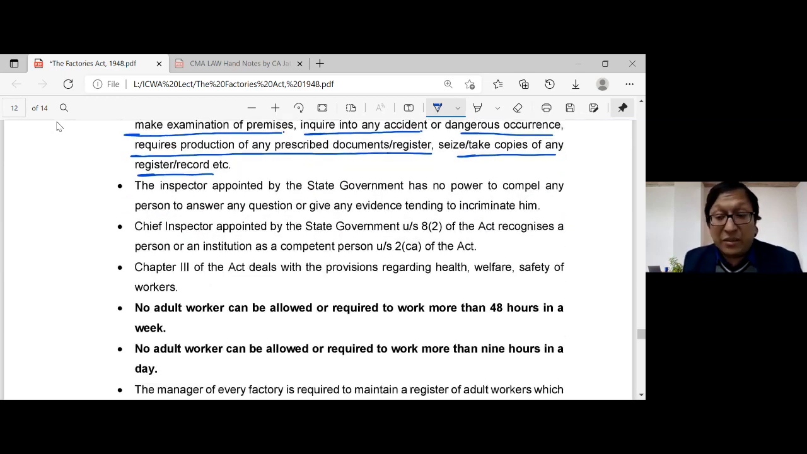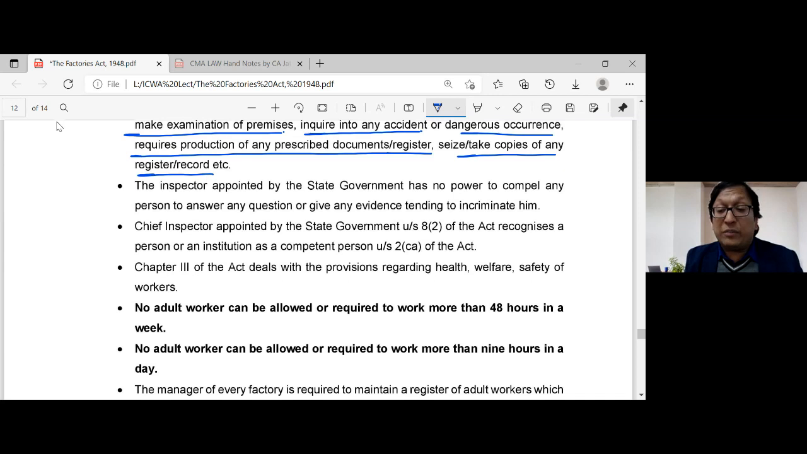Then an inspector appointed by the state government has no power to compel any person to answer any question. Definitely, they can ask, but it is up to the person whether they want to answer or not, or give any evidence tending to incriminate him. You need not do that.